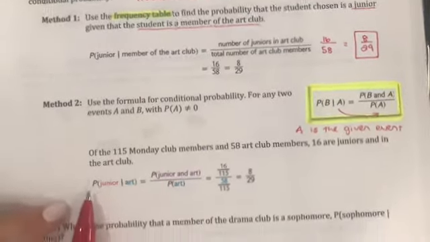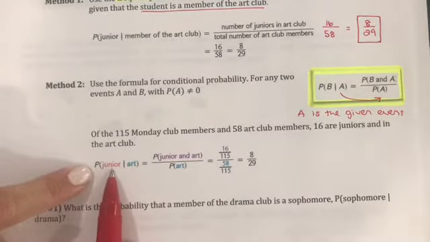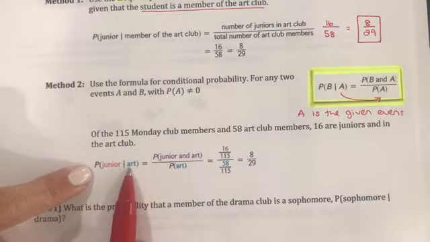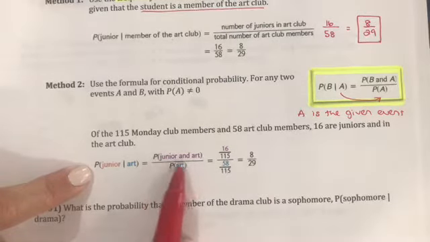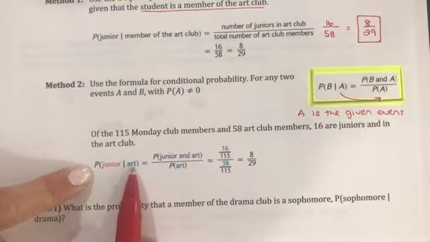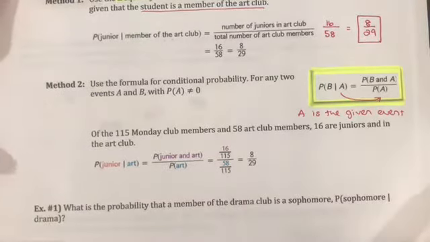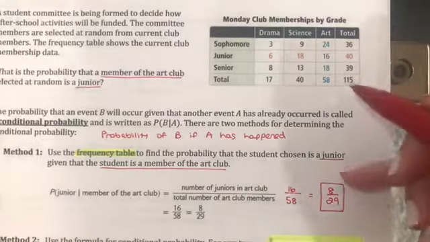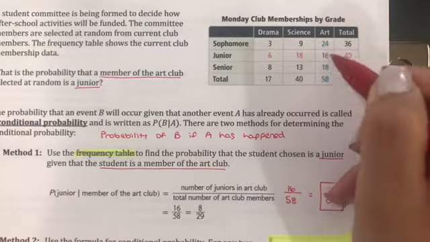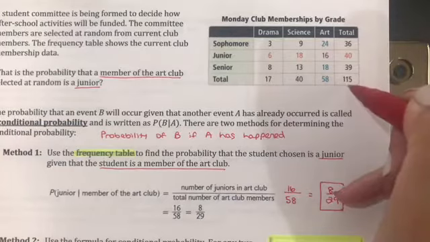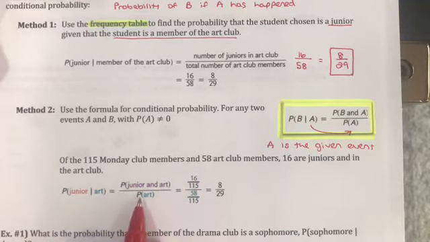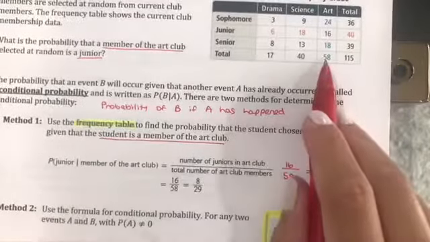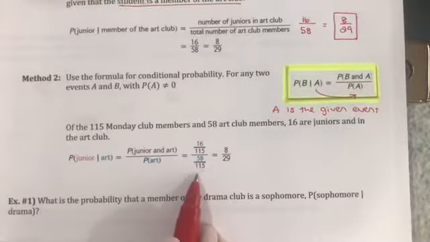So the way that we would set this up, notice it's the probability of being a junior given that they're in the art club. Well, you would have the probability of junior and art up top divided by just the probability of art, the probability of the second portion over here. So we're going to look back up at our table. The probability that they're a junior and in art would be this box over here, 16 out of the total number of students, which is 115. So that's up top. The number of art students is 58 out of the 115.